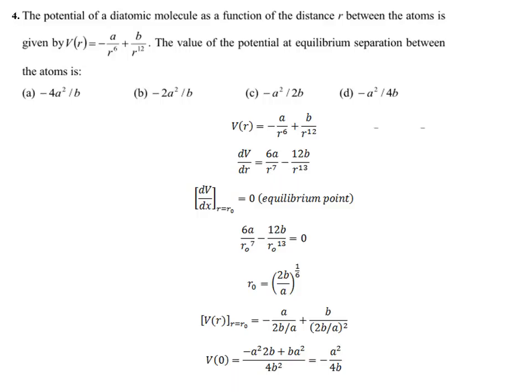and it will be equal to 0 at r = r0. So r0 is found to be (2b/a)^(1/6). Now the potential at equilibrium position is V at r = r0. So substituting that value, we get the potential at equilibrium equal to -a^2/4b.